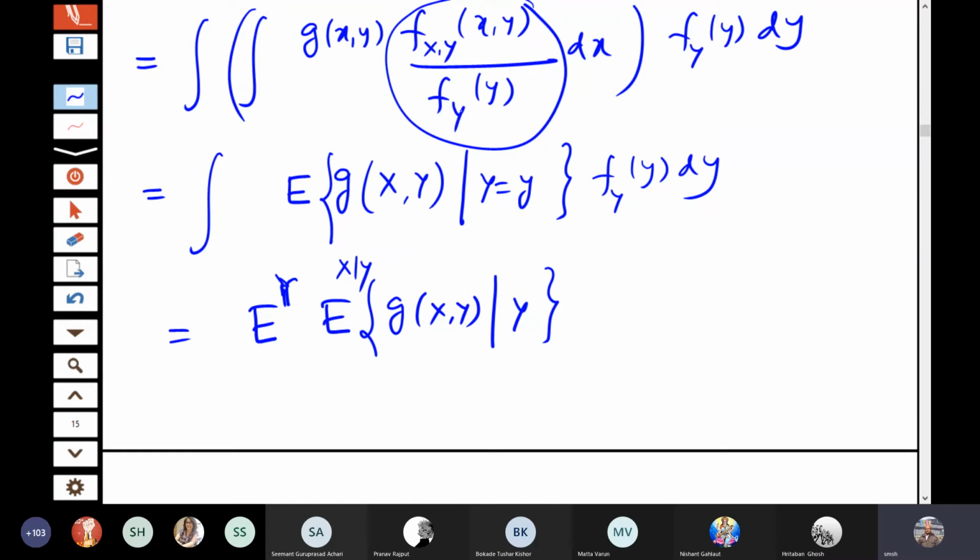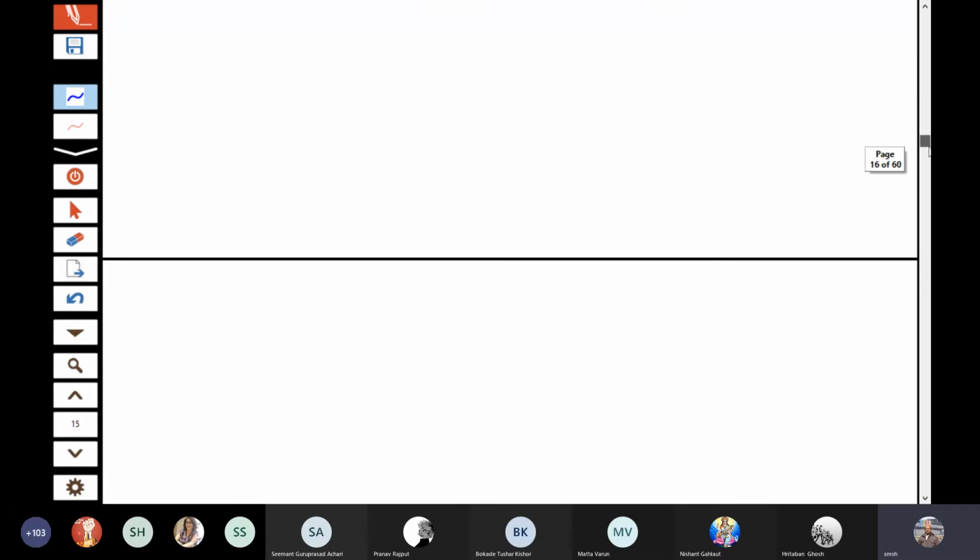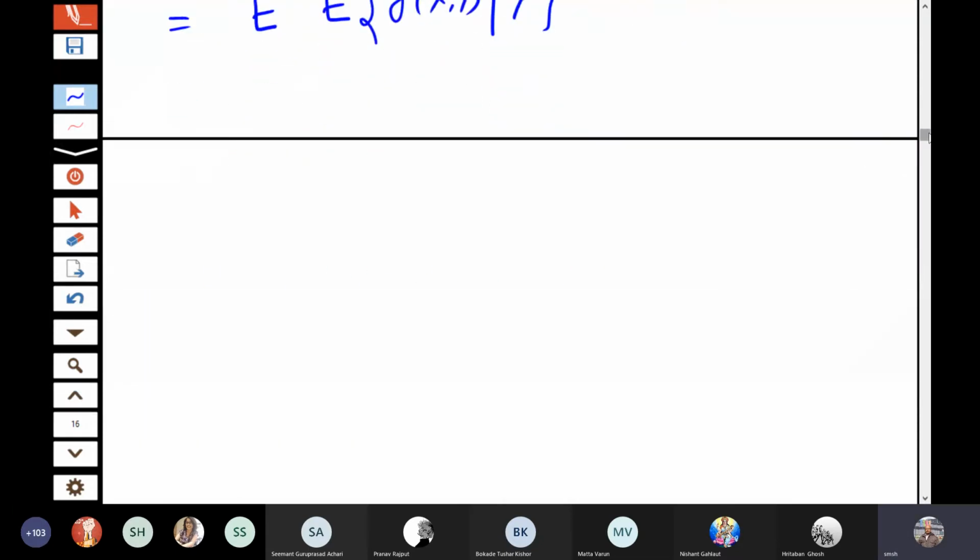Here I can divide by the marginal of x also. If I do that, then this will become expectation of y given x, and here it will become expectation of x. So we then get the following result, which I state here.